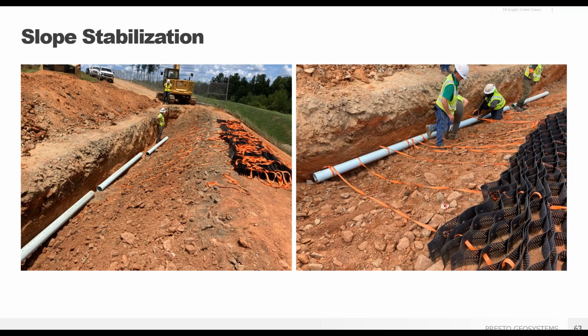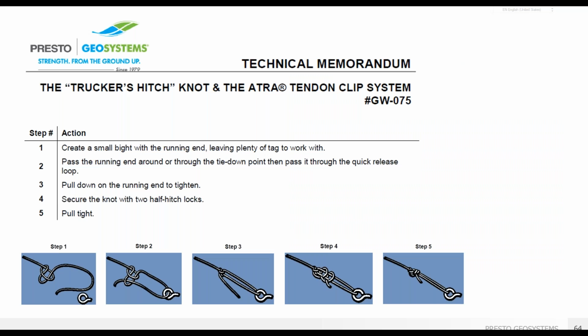For this GeoWeb slope protection system, a PVC pipe was used as the dead man anchor at the crest of the slope. And here's the connection of the tendons to that pipe. There are many ways possible to tie off the tendon to the crest anchorage, and the specific knot type is up to the contractor to determine, as long as the knot is secure and permanent.